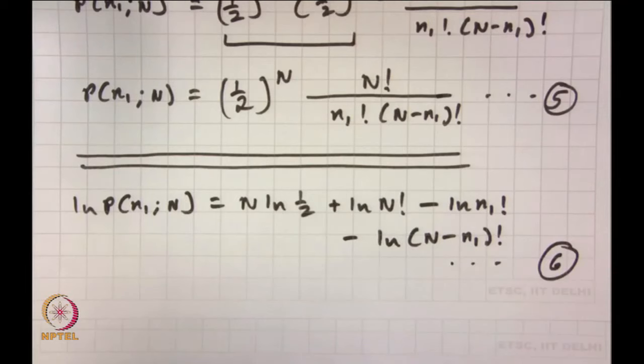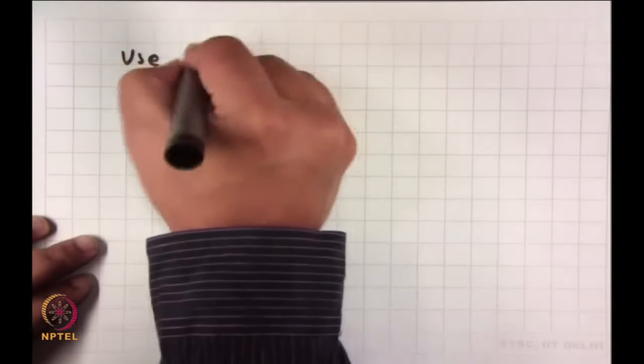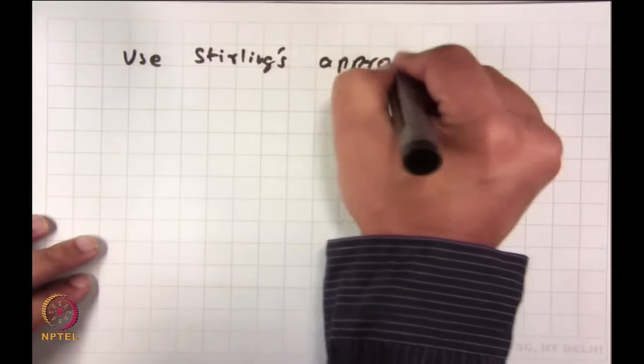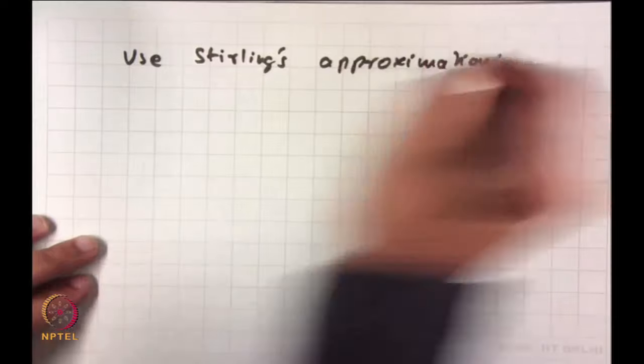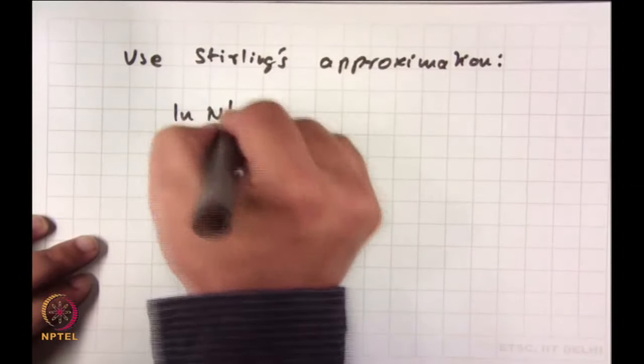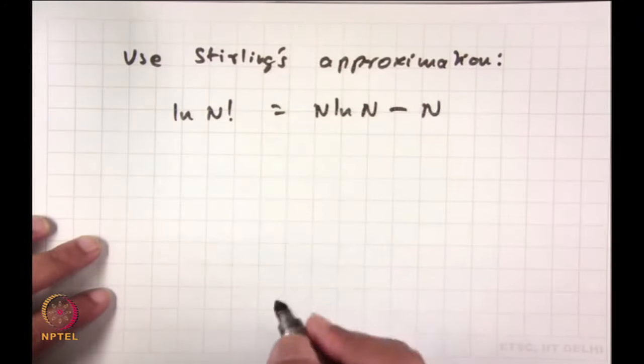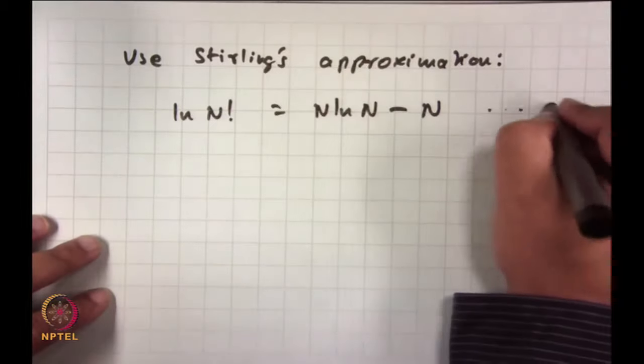Having taken the natural log, now tell me what other approximation can I use? Stirling's approximation. Yes, the assumption is that my N and n1 are very large. So, I use Stirling's approximation, and what is Stirling's approximation? ln N factorial is equal to N ln N minus N. This is Stirling's approximation. Let this be equation number 7.